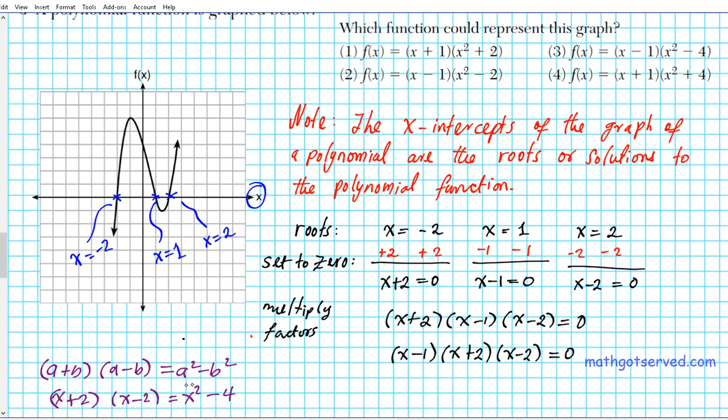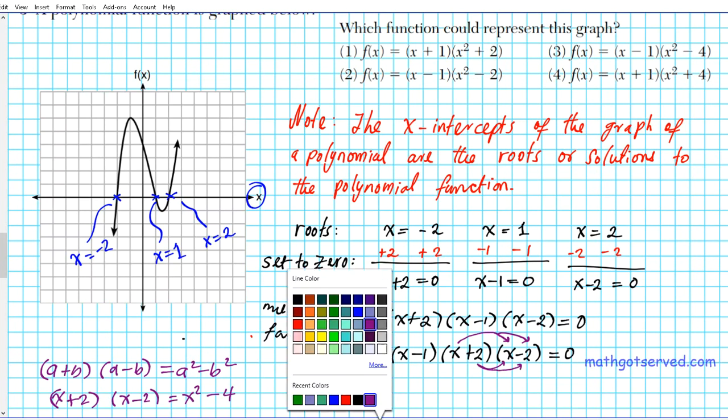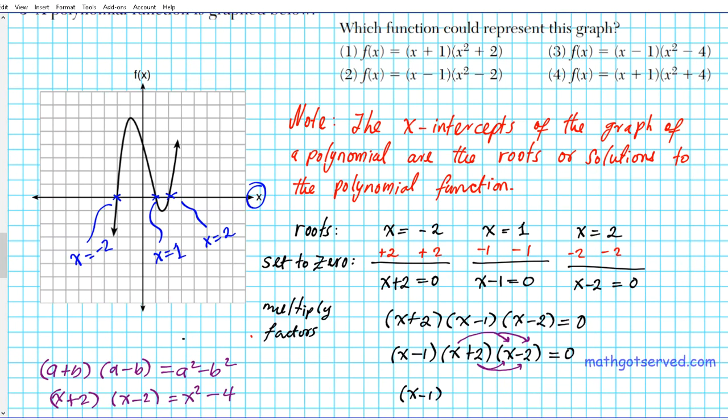So if you don't know this trick, it's okay. You just multiply it out. First, outer, inner, last. Bam. Just multiply it, right? Okay, so we'll bring down x minus 1. And if we multiply this out, we have x times x is x squared. x times minus 2 is minus 2x, plus 2x, plus 2 times minus 2 is minus 4, equals 0.